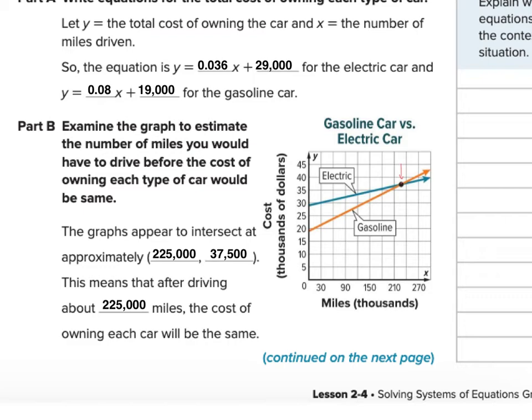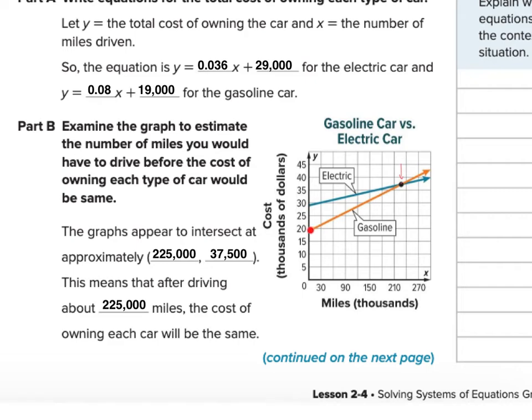very difficult to do for some of us, to come up with these large graphs. But we can look at this and say, okay, the graphs appear to intersect at approximately 225 and 25,000 and 37,500. What that equates to is the miles.